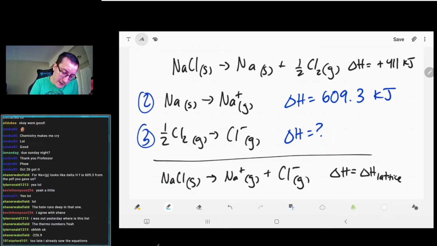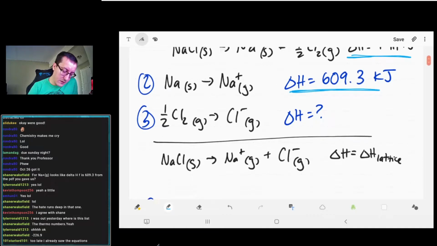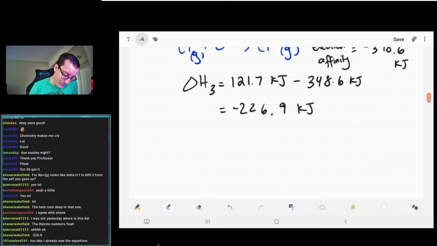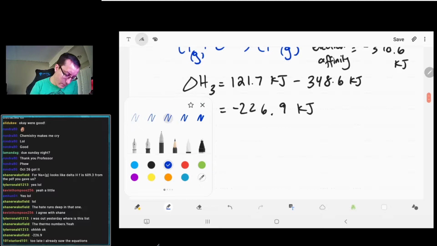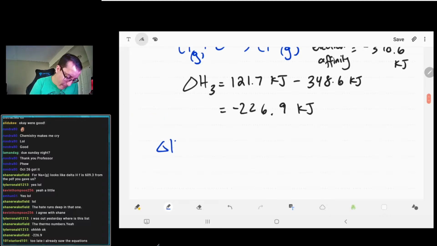So we have our delta H of formation of sodium chloride. We have the formation of the sodium ion. And then we have our ionization energy, or electron affinity, rather. Okay, so let's go ahead and put those together. So looking at these, we're going to have to combine the delta H for the lattice energy.